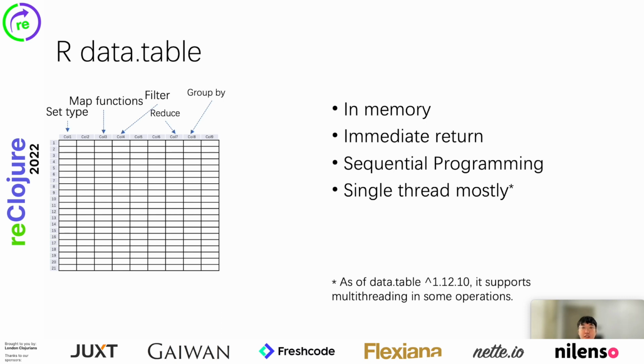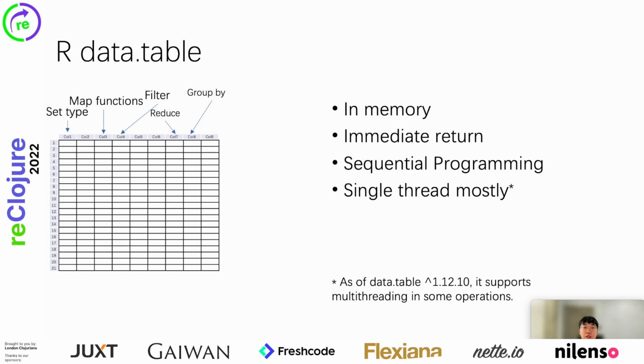In R, data scientists typically set type on data table columns. They can map functions on columns and even filter on rows, group by on columns, and reduce on them. Basically, they can code freely as they wish. In summary, I think there are 4 important features about R data table.